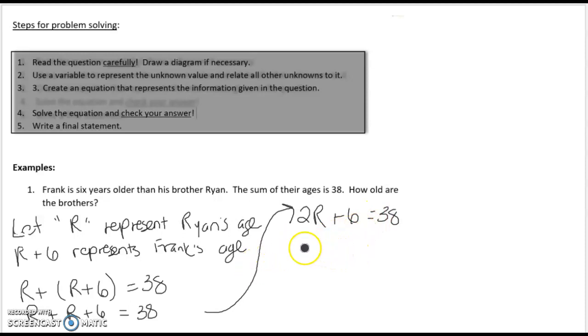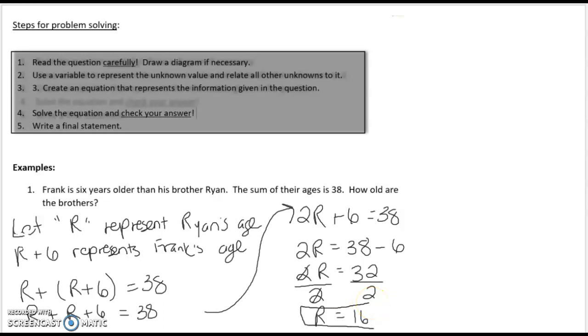So now we can get our R's on one side of the equal sign and our numbers on the other side. So this plus 6 is going to move over and turn to a negative 6. Okay, and then 2R equals 38 minus 6 gives us 32. And then to solve for R, we have to divide by the number in front. So we divide by 2 on one side, we have to divide by 2 on the other side. 2 divided by 2 is 1R, and 32 divided by 2 is 16. So we know that Ryan is 16 years old.